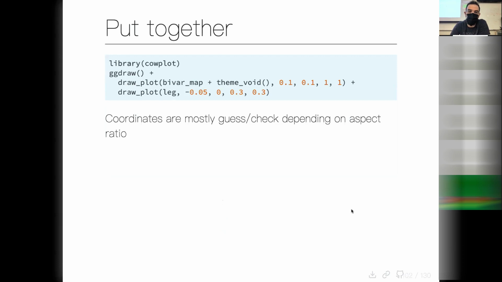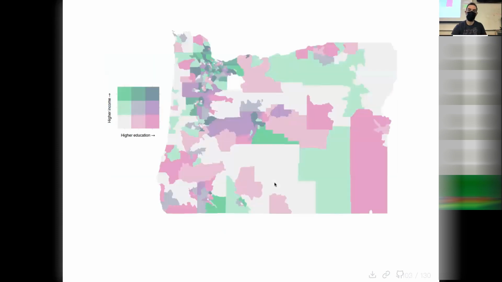And then I could use patchwork or whatever, but I had more success with maps using cowplot instead of patchwork to put these together. So I'd go ggdraw, plot my bivariate map plus theme void, and then this is like the margins around it, and then draw plot my legend, and this is where I want it to be. Okay, and it ends up looking like that.